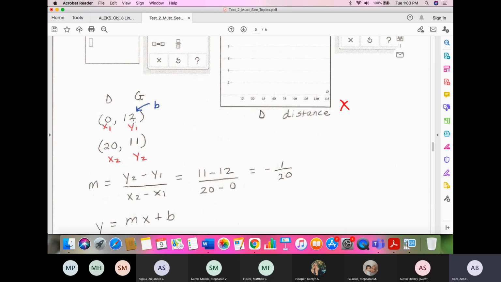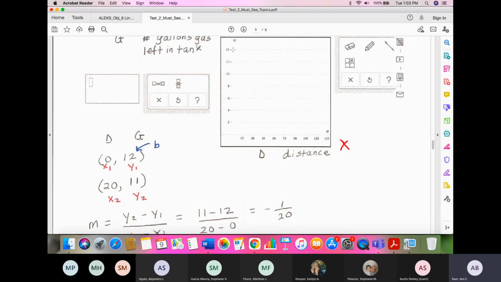Any other questions? So this is our y-intercept right here. Because all y-intercepts have an x-coordinate of 0. Anything on this y-axis here, I can trace down to the x-axis and it will give me an x-coordinate of 0. Any other questions? Good questions.